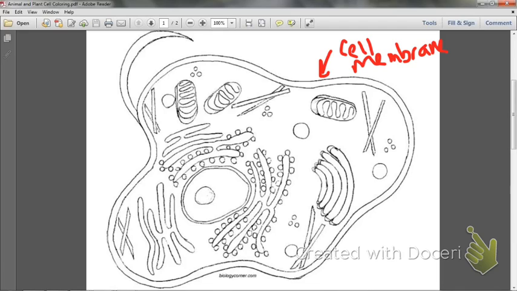Okay, next we need to label the cytoplasm. Remember, the cytoplasm is the gel-like fluid inside the cell that surrounds all the organelles. So this would be our cytoplasm. Next, we're going to label the nucleoplasm, or this is the fluid inside of our nucleus. This is this white area inside of our nucleus here called the nucleoplasm.